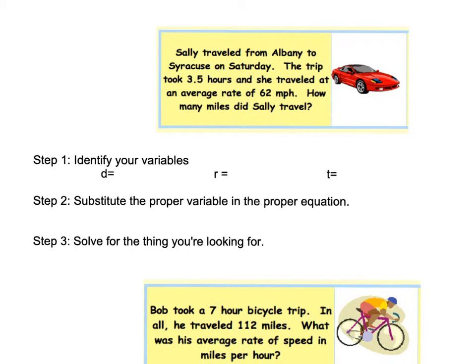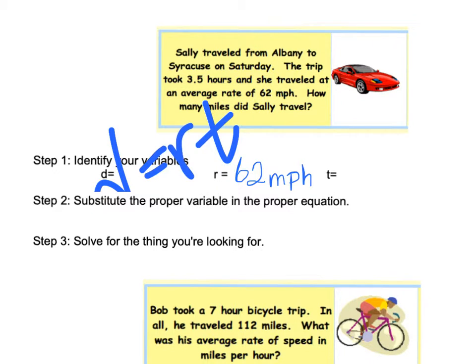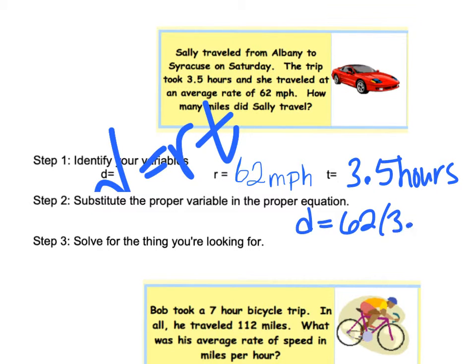So the number one thing to recognize when you're reading this problem is that you are using the distance formula, and then identify your variables. Well, we don't know the distance, that's what we're looking for. And the rate is always something per something, so in this case it's 62 miles per hour. And then the time we travel is 3.5 hours. Then it says to substitute the proper variable into the proper equation. The distance we'll leave as a d because that's what we're looking for. The rate is 62 and 3.5 is our hours. And you know the final distance will end up to be miles. Then just take your calculator and multiply 62 times 3.5, and I get 217 miles.